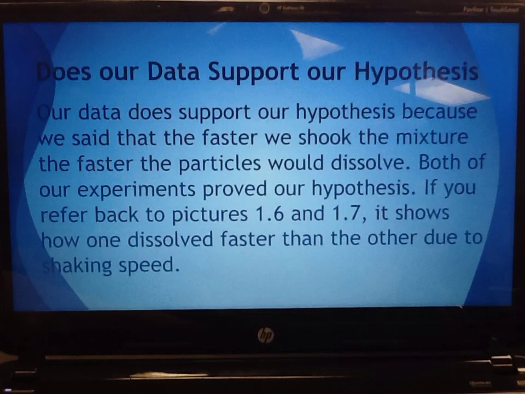Does our data support our hypothesis? Our data does support our hypothesis because we said that the faster we shook the mixture, the faster the particles would dissolve. Both of our experiments proved our hypothesis. If you refer back to pictures 1.6 and 1.7, it shows how one dissolves faster than the other due to shaking speed.